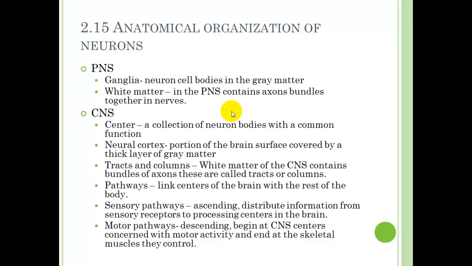Sensory pathways, which are ascending, distribute information from the sensory receptors to processing centers in the brain. And then we have motor pathways, which are descending, beginning at the central nervous system centers concerned with motor activity and ending at the skeletal muscles they control. So we have sensory pathways, which are essentially input, and motor pathways, which are essentially output.